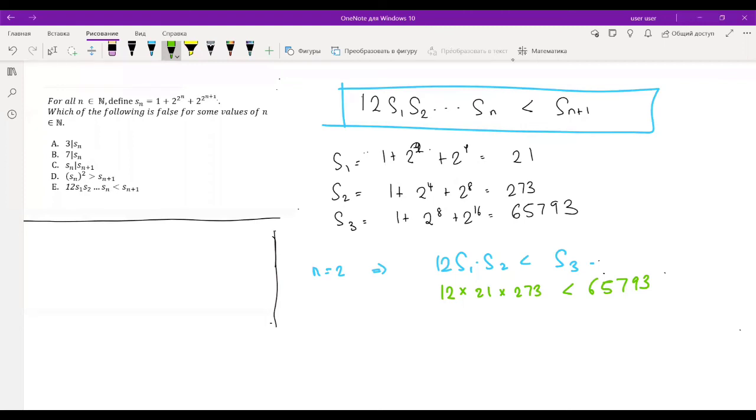So a simple calculator check will let us know that this right hand side is 68796 and this is 65793. So definitely this inequality is wrong, and it shows the reason why E is not actually always correct. So the answer to this question is option E.